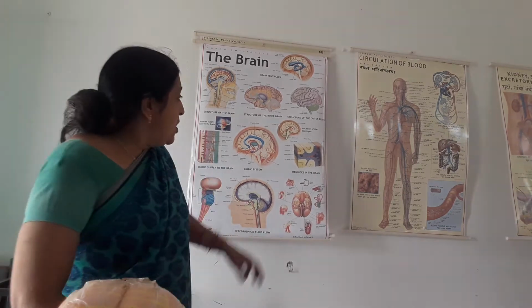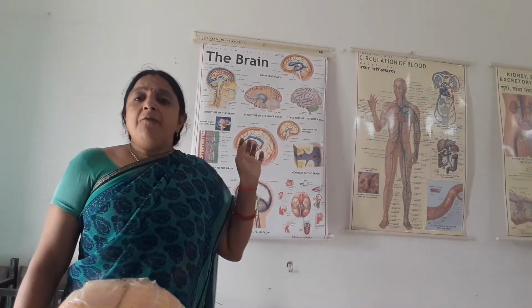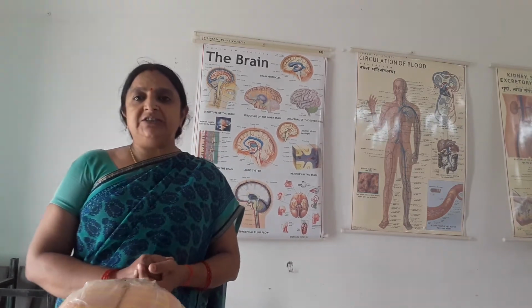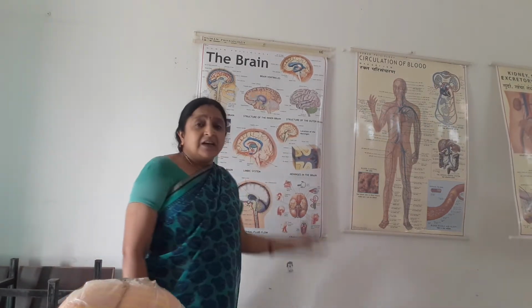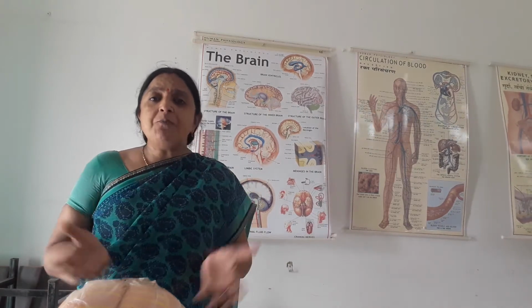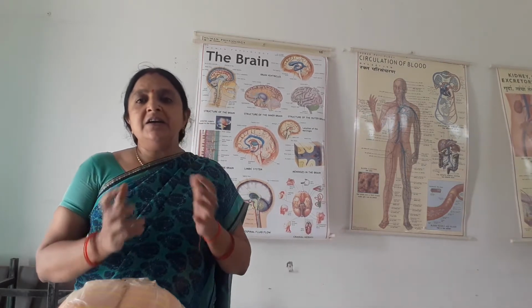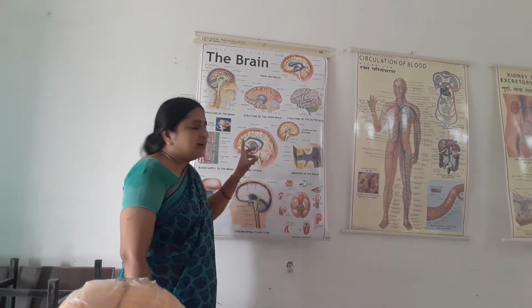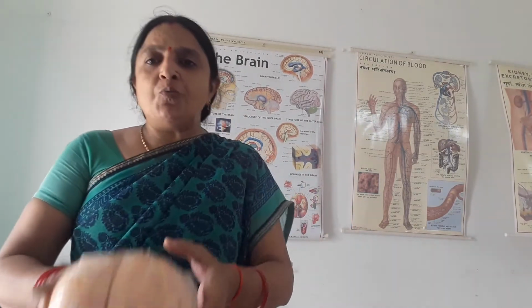pia mater. Between these three layers, a fluid is present which is called cerebrospinal fluid, and this fluid helps in protection of the brain from shock and any type of mechanical injury. The function of the meninges is to provide protection to the internal soft structure of the brain.